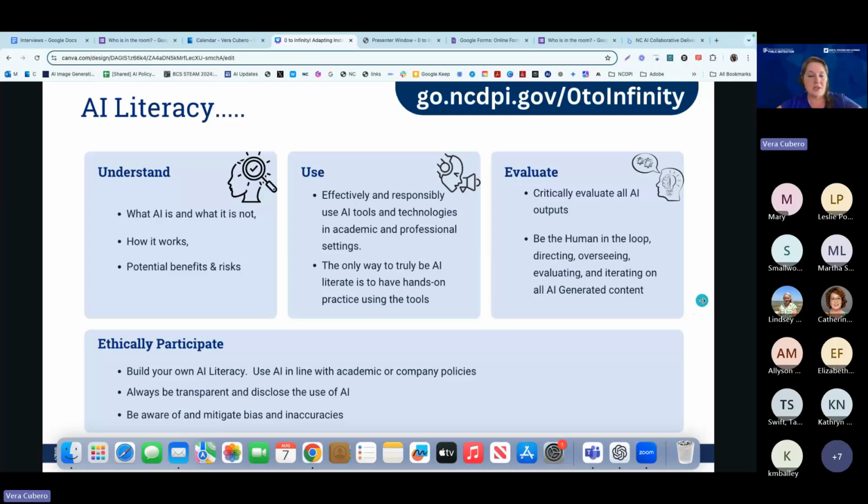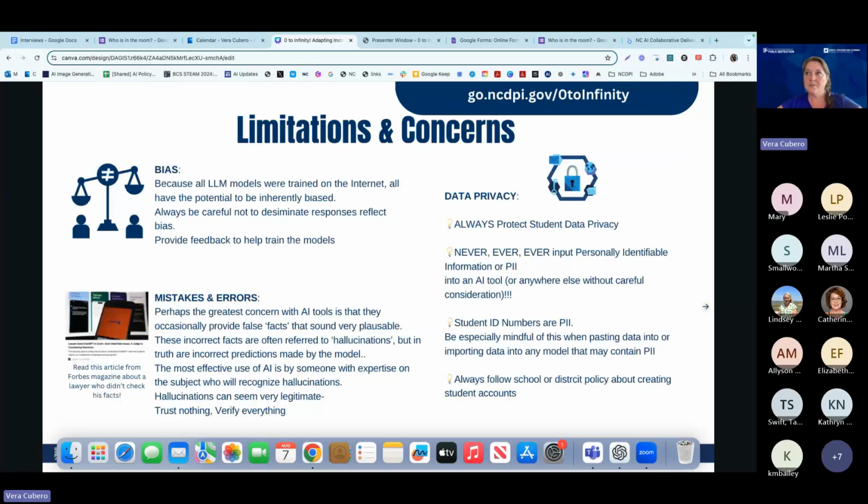And I did do another session on AI 101 that was recorded, and then a separate session on prompting that was recorded, which kind of dives into that a little more, but we won't have time to do that in today's session. And so we also want to always make sure our students are aware of the limitations and concerns.